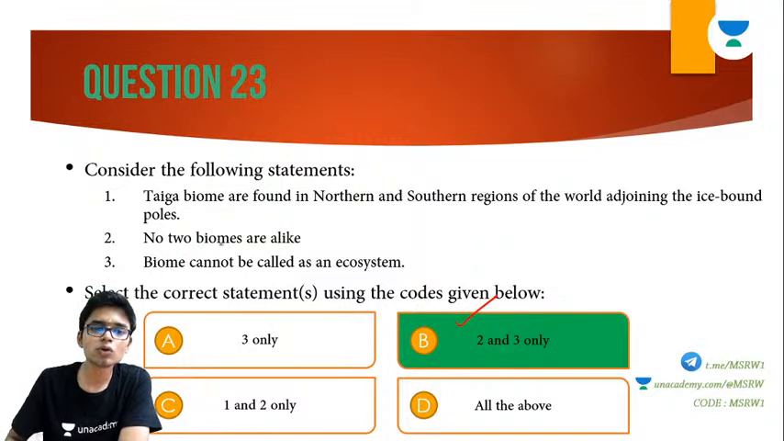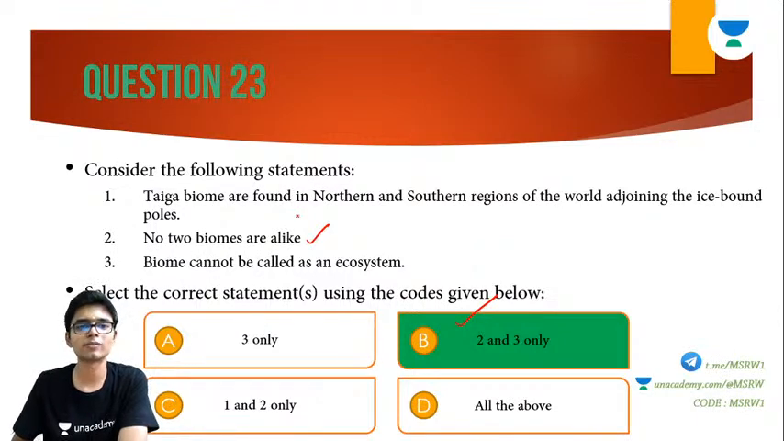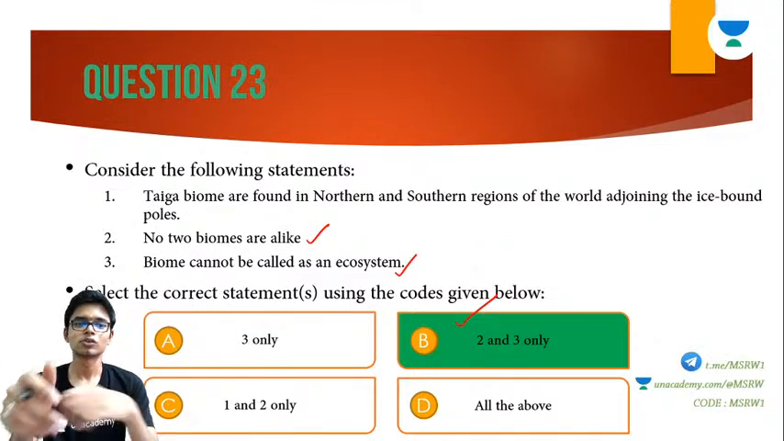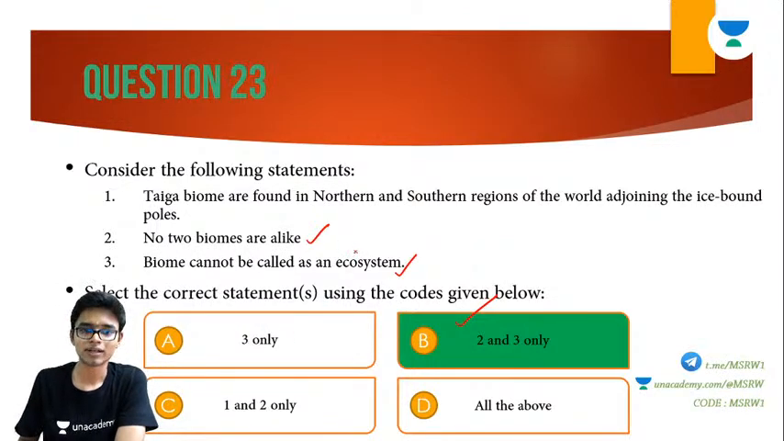So, no two biomes are alike. Correct. Each biome has its own specific characteristics. It is unique and no two biomes are alike. Second one, biomes cannot be called an ecosystem. Also correct. Ecosystem is something different. For example, a pond is an ecosystem, but we cannot say a pond is a biome. Tundra is a biome. Taiga is a biome. Clear? So statement 3 is also correct.